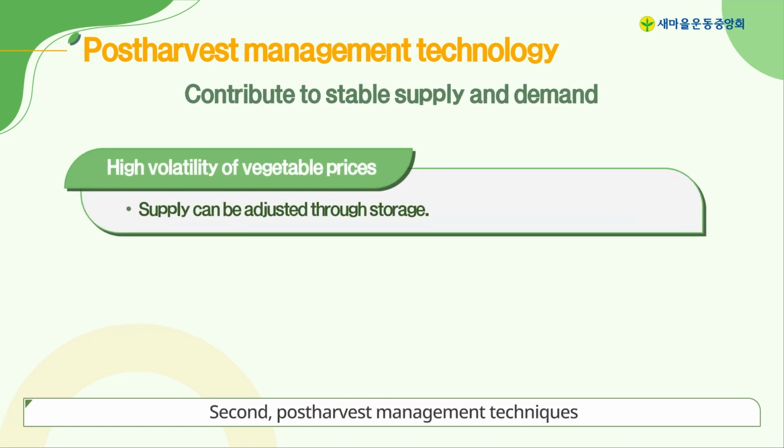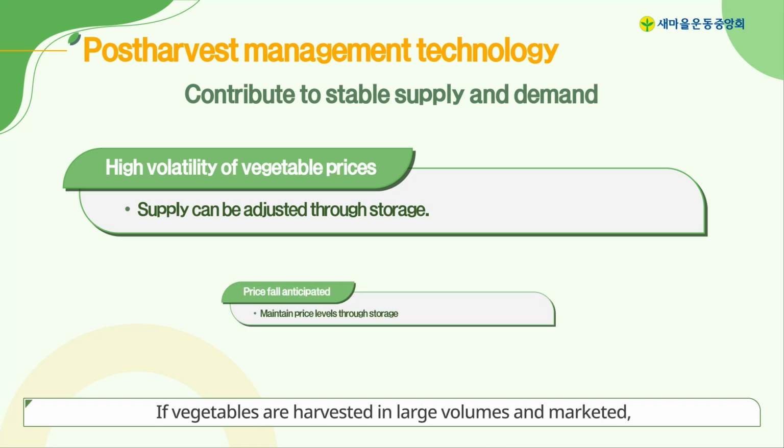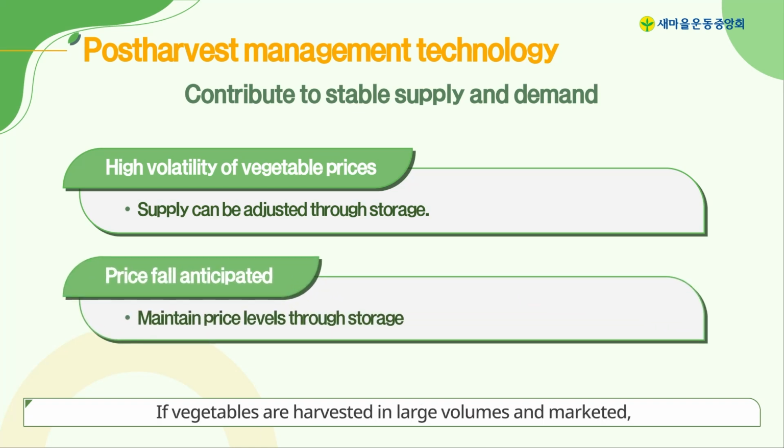Second, post-harvest management techniques can contribute to stability in supply and demand. When vegetable prices fluctuate severely due to imbalance of supply and demand, stored vegetables can contribute to managing the imbalance. If vegetables are harvested in large volumes and marketed, prices will plummet. Storing some of the vegetables can prevent sudden drops in price and maintain them at reasonable levels. In Korea, post-harvest management has prevented price spikes from limited production of Napa cabbages or price plunges from excessive production.